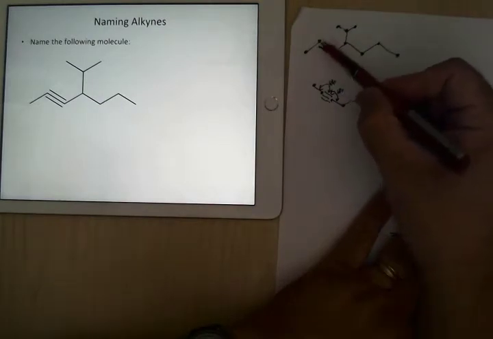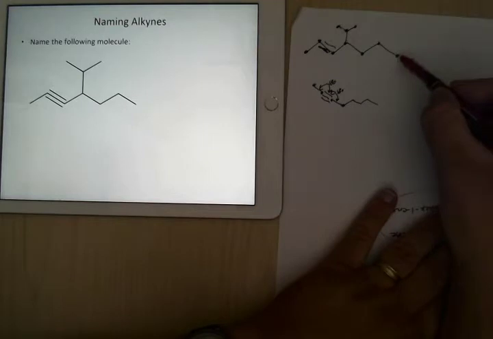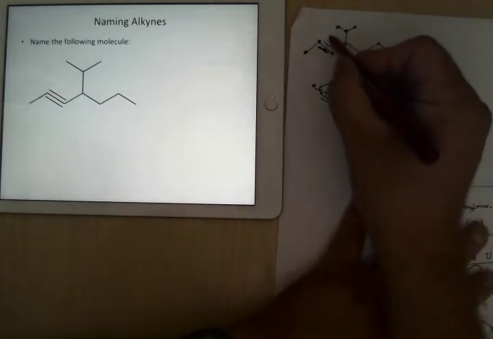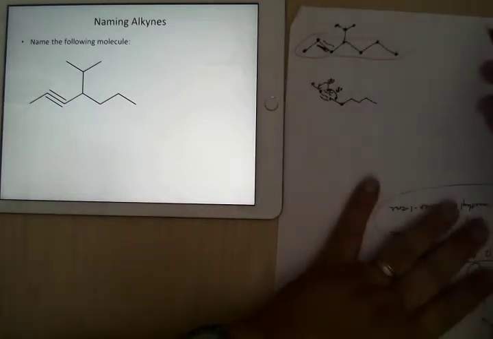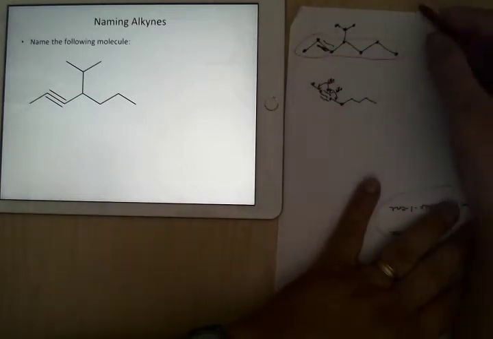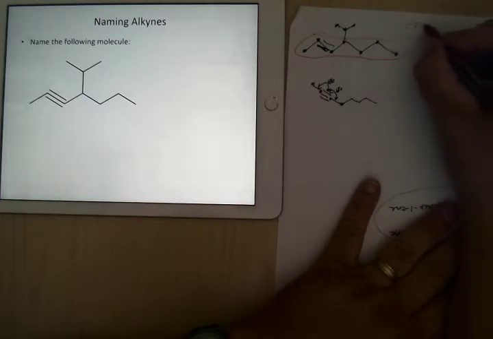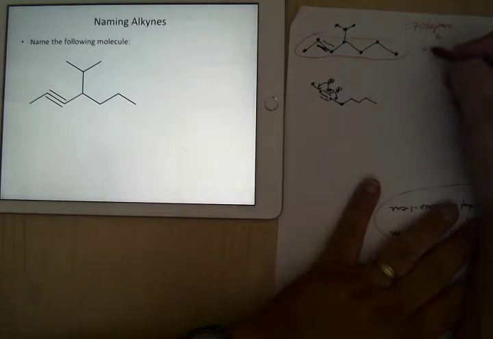So 1, 2, 3, 4, 5, 6, 7, and 1, 2, 3, 4, 5, 6. We can do 1, 2, 3, 4, 5, 6, but we couldn't do that even if it was longer, because we have to incorporate that triple bond. So the main chain ends up being the horizontal one, so 2, 4, 6, 7. So C7. Normally that'd be heptane. Since we have a triple bond, it becomes heptyne.